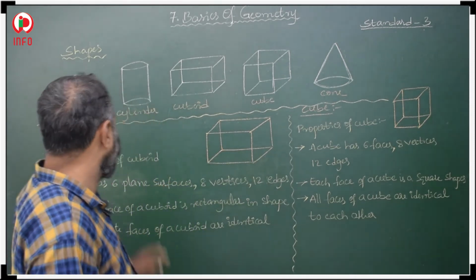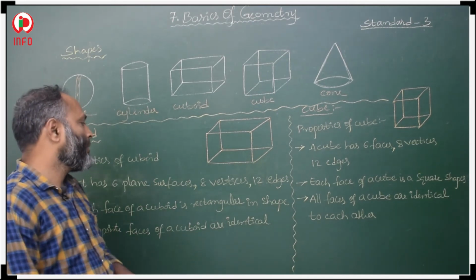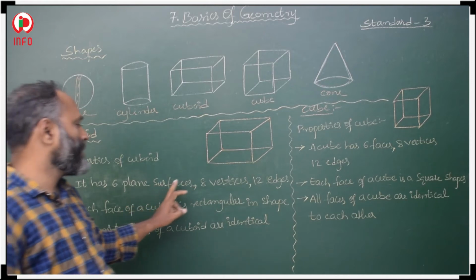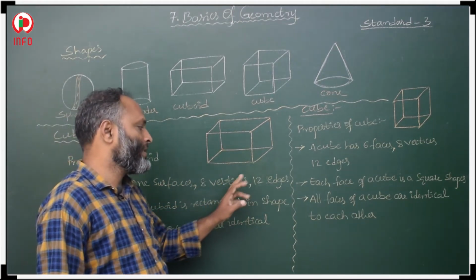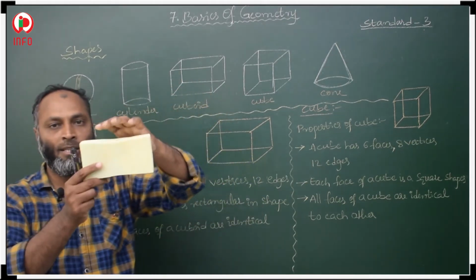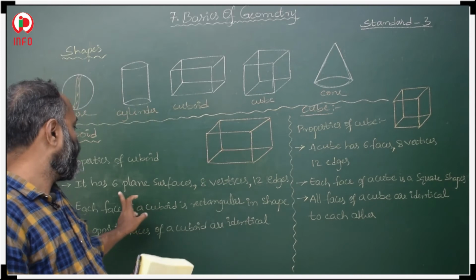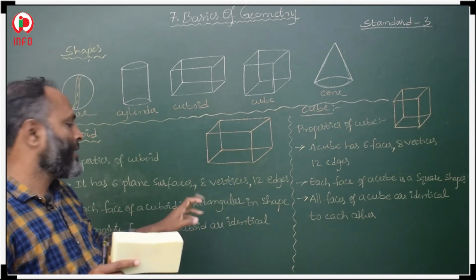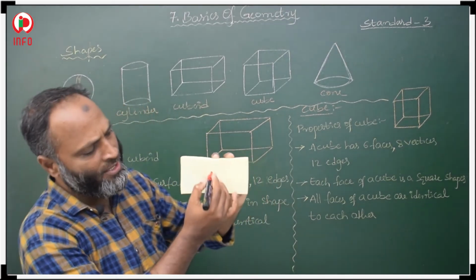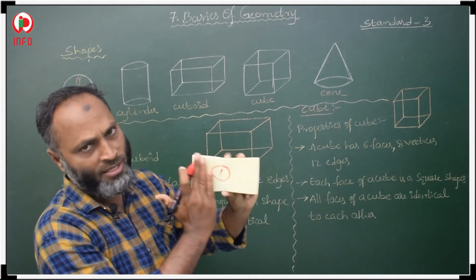See here, first cuboid. So, what are the properties of a cuboid? See here, it has 6 plane surfaces, 8 vertices, 12 edges. This duster is cuboid in shape. So, here how many plane surfaces are there? 6 plane surfaces. This is the first face, this plane surface.